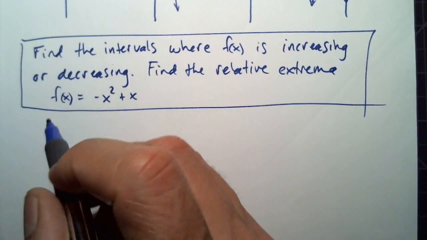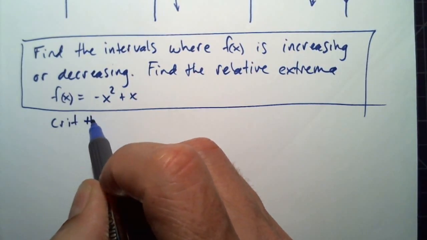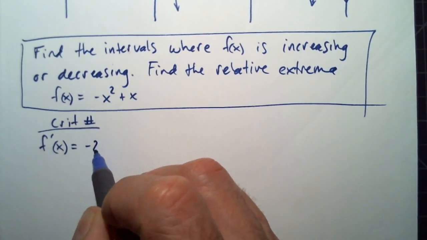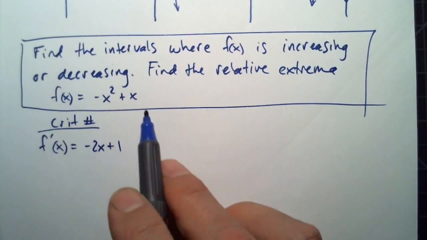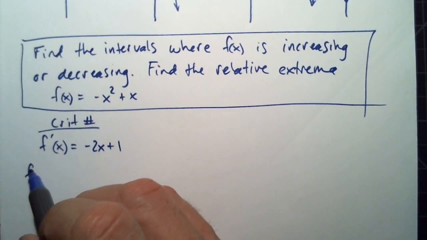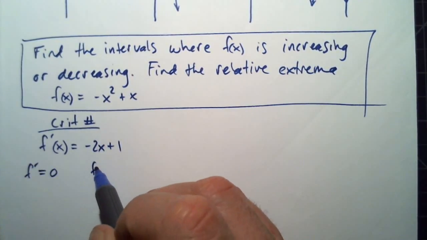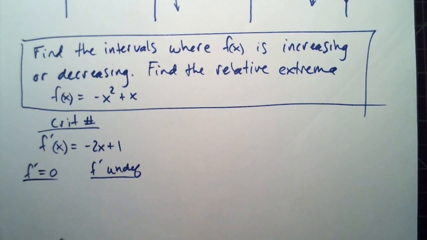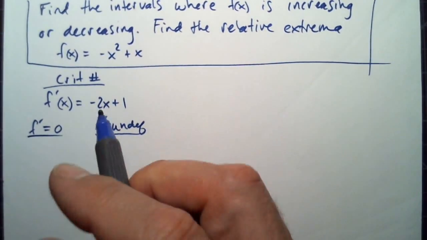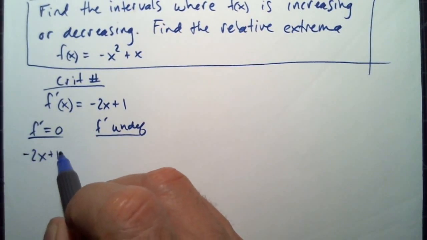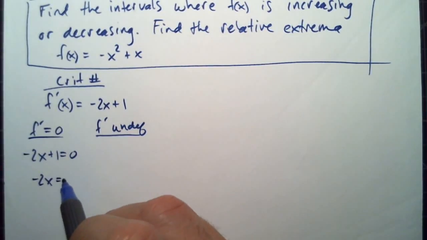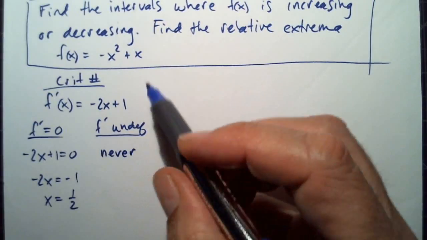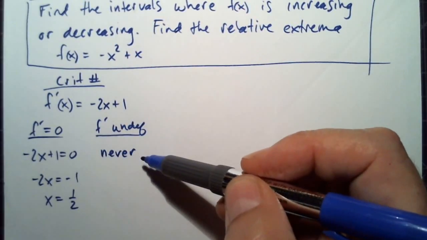So let's find the critical numbers. Find the first derivative, and we want to know when the first derivative is 0 and when the first derivative is undefined. These will be the critical numbers. When is the first derivative equal to 0? It's at 1/2. That's a polynomial, so it's never undefined.